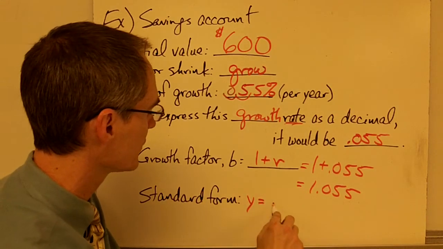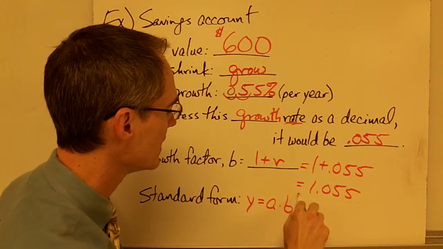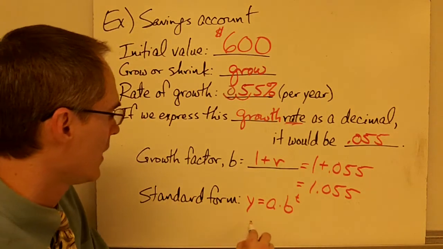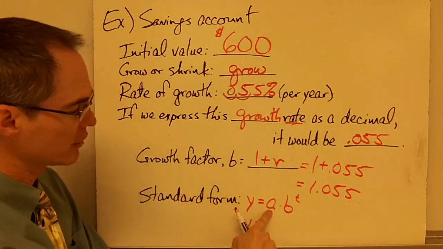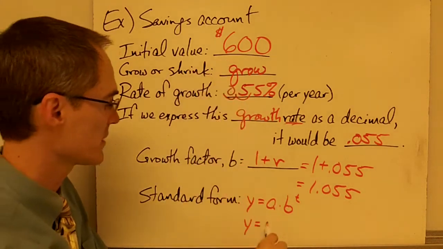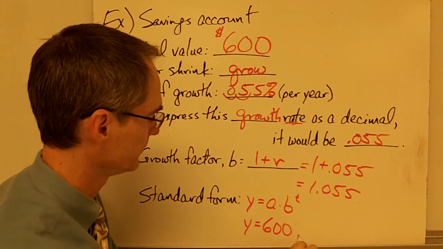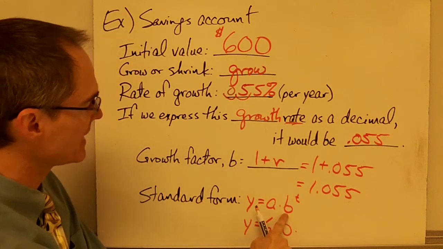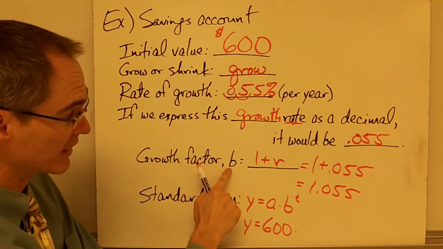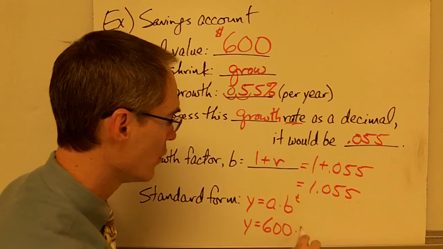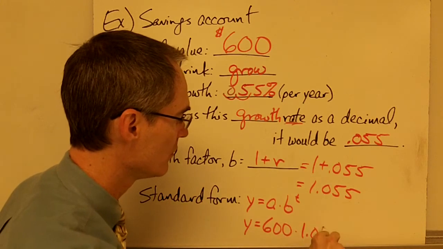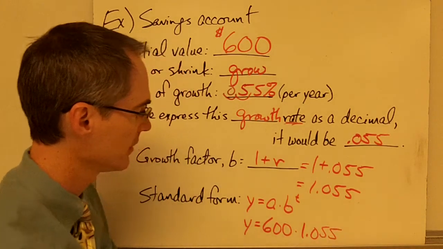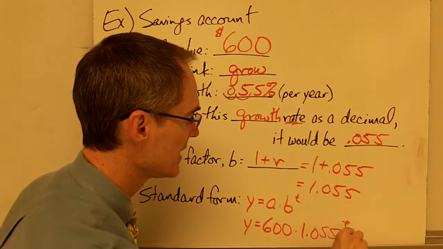And again, now I have everything I need to write my exponential equation, my exponential function in standard form. Standard form of an exponential function: y equals a times b to the power of t. And I know what my a value is, that's my initial value, 600, times b, which is my growth factor. My growth factor is 1.055 to the power of t.